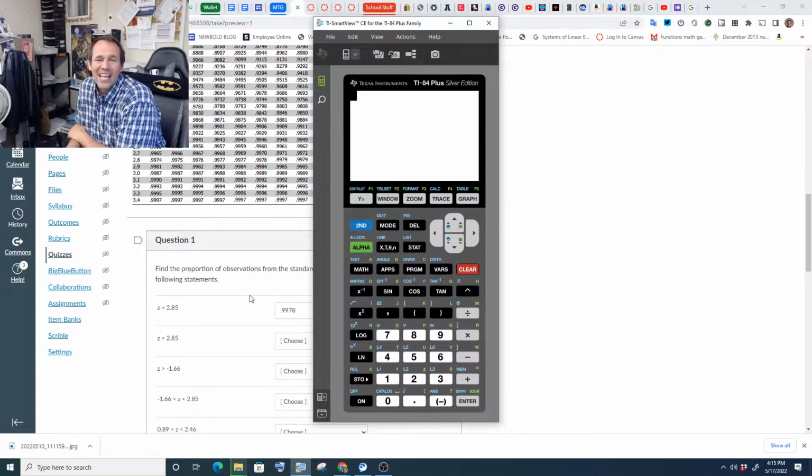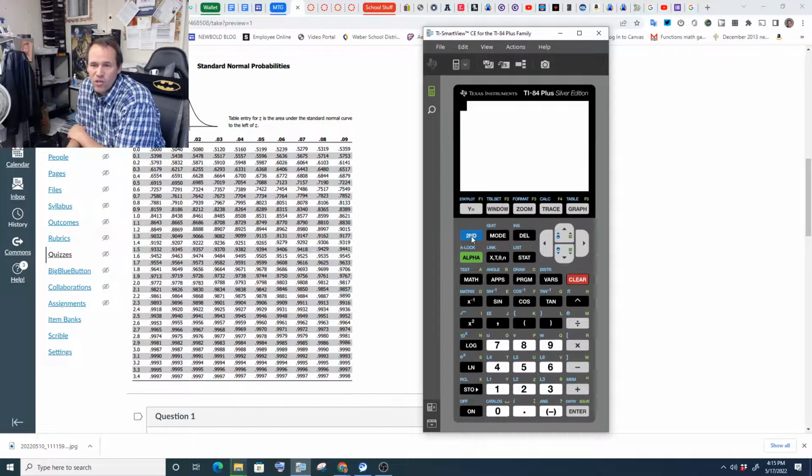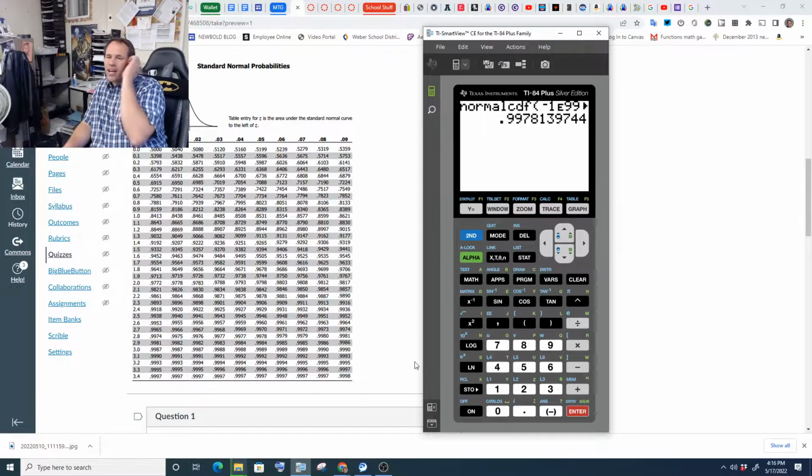Now here's the way to do it fast with the calculator. So with the calculator, what you do is you go to the second distribution, second var, second distribution, and you go normal CDF, because we're talking about area under the curve and not just a single point, a shaded region. We're going to go from negative infinity, so negative 1e to the 99 is negative infinity. And then we're going to go to the upper bound of just the 2.85. With the mean, of course, of 0, because we're talking about z-score, and a standard deviation of 1. And look, it gives us 0.9978139744 to be more accurate and exact.